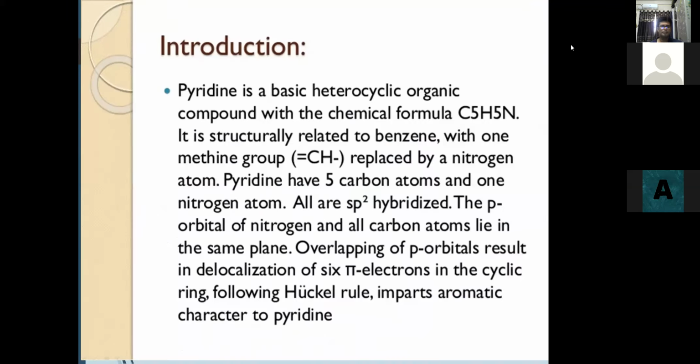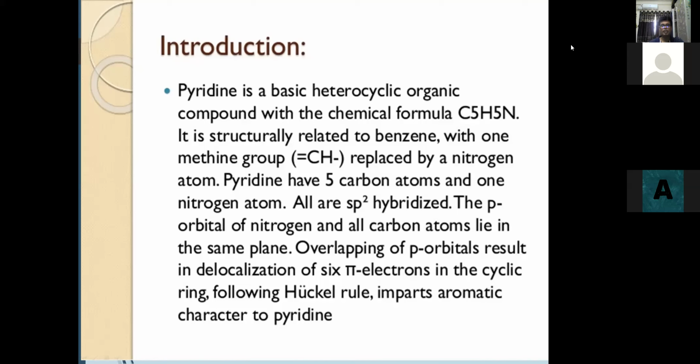Okay. So now what is the next thing? What do you see over here? This is also asked, and if you see in your syllabus, you have to explain why pyridine is basic in nature. Why is pyridine a basic heterocyclic compound? It is structurally similar to benzene, where one of the methylene groups is replaced by nitrogen. So pyridine has 5 carbons and 1 nitrogen, all sp2 hybridized. The p orbitals on the nitrogen and all the carbons lie in the same plane, so they are coplanar. So all these things are important to explain.